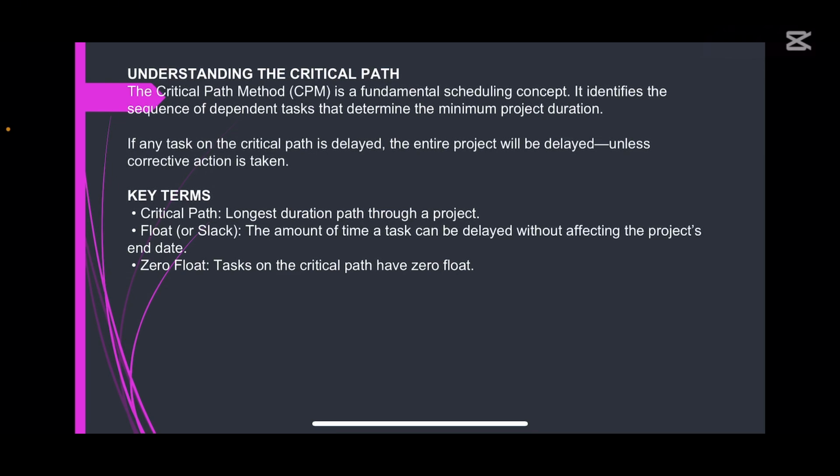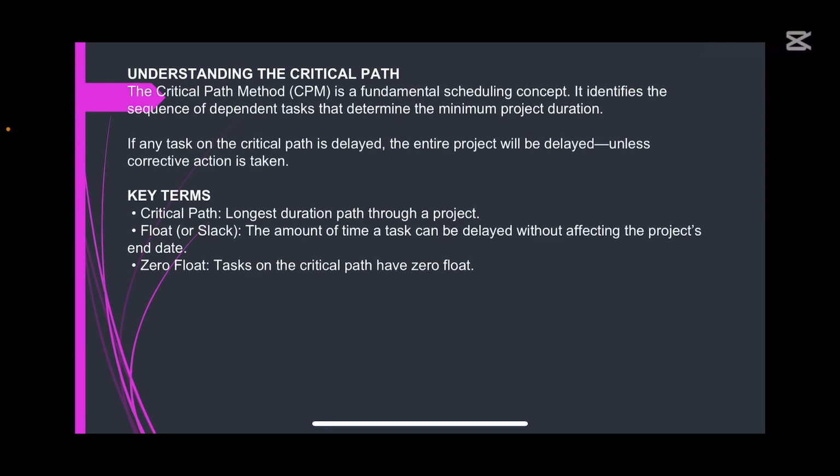The critical path method is a fundamental scheduling concept. It identifies the sequence of dependent tasks that determine the minimum project duration. If any task on the critical path is delayed, the entire project will be delayed.